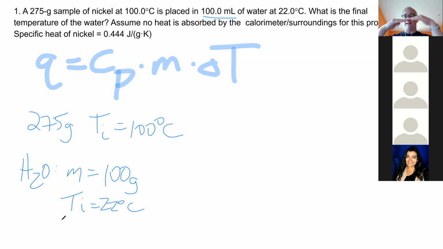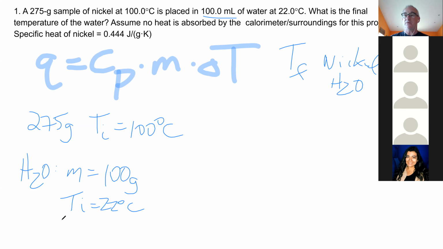Because when the temperature is the same, that means all the heat from the nickel has been transferred to the water. Then they'd both start dropping because they'd both start losing whatever heat they had left to the surroundings. We're not really interested in that. We just want to see how much heat goes from the nickel to the water. So we don't know what the final temperature is going to be. That's the question. But we do know that the final temperature is going to be the same for both the nickel and the water.